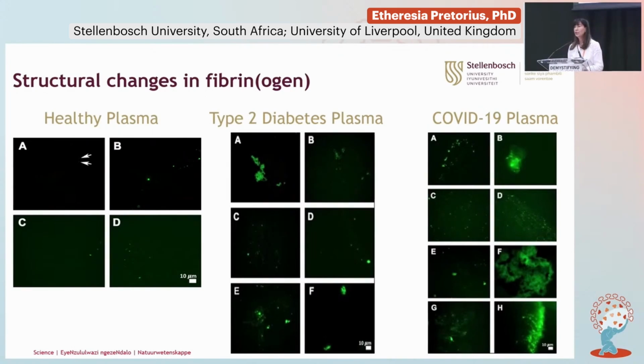Then, as I mentioned previously, we looked at studying the amyloid nature of fibrinogen. So we also then obviously took the chance to look at this in our acute COVID samples. Here's just an example of healthy plasma, type 2 diabetes, and then of COVID plasma.